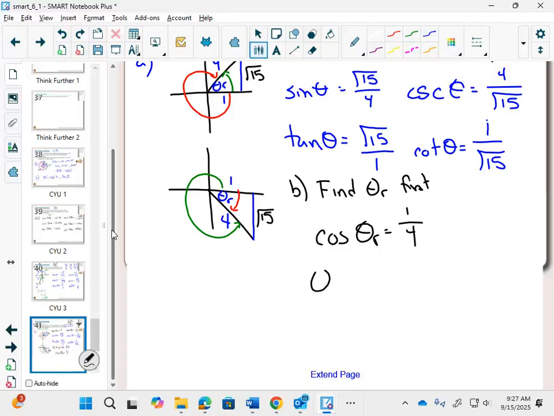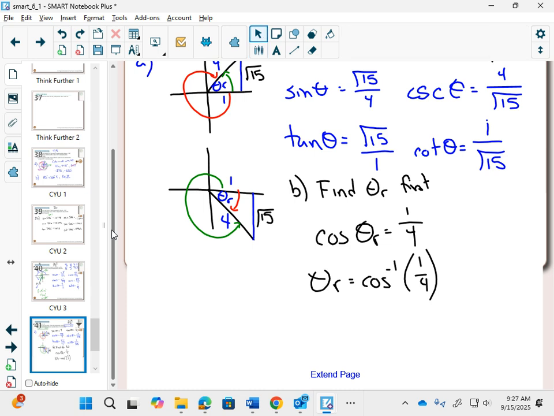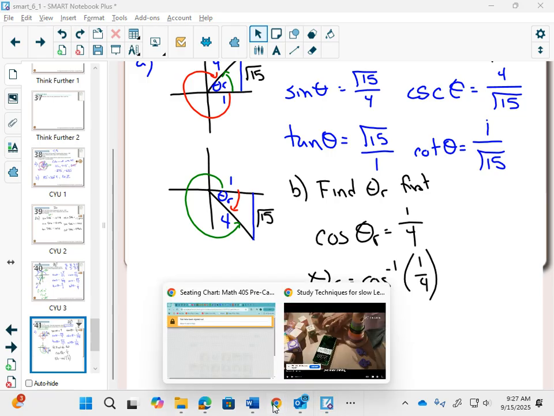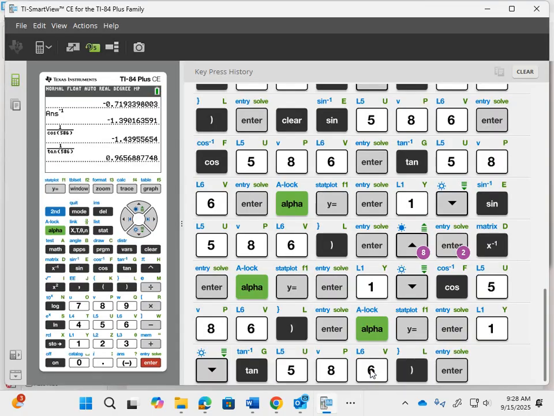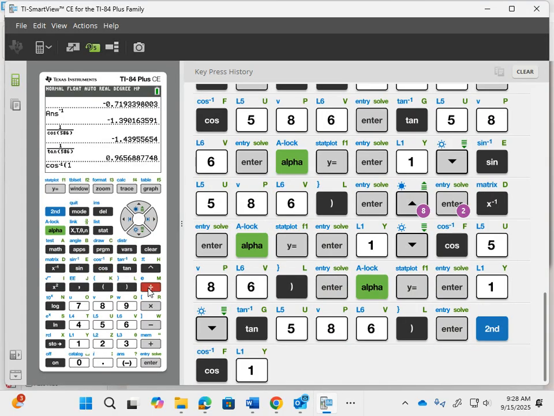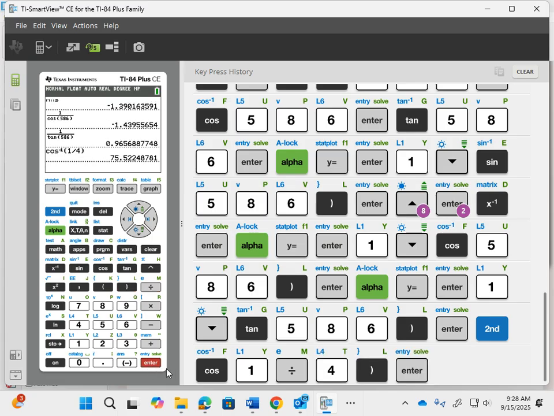So you would go to your calculator. This is what you would type in. So we're going to go to our calculator, type in cos inverse of 1/4. So second cos inverse 1 divided by 4. And we find out our reference angle is 75.522.